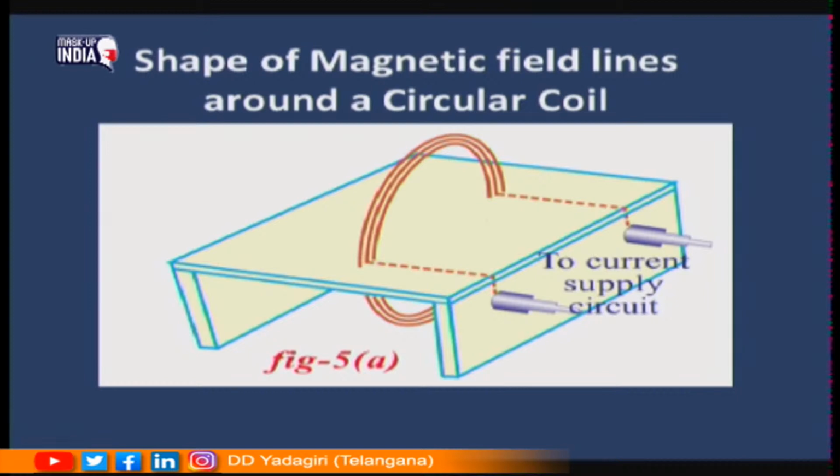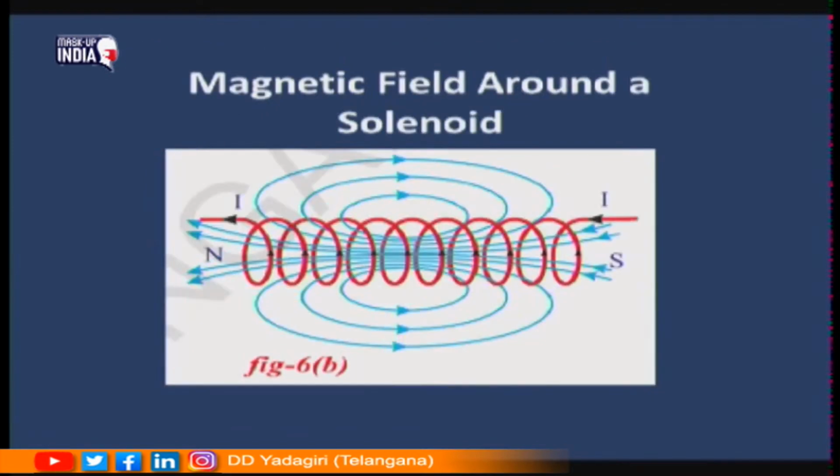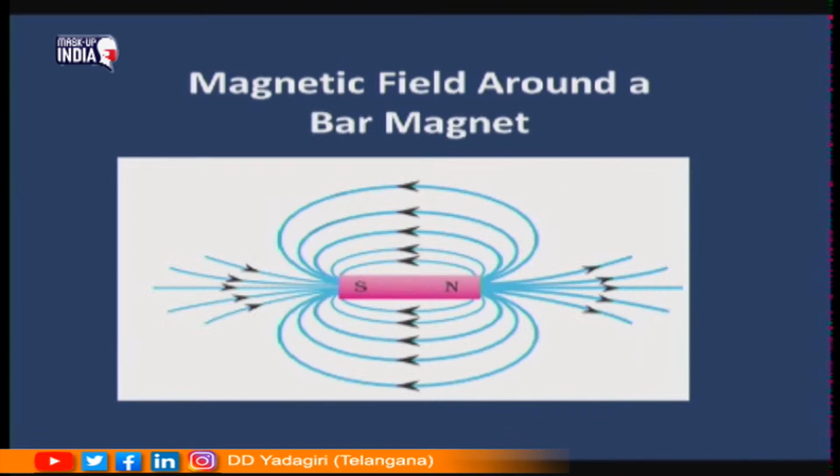When current is passed through a coil, it will produce magnetic field around it, and at the center the magnetic field will be straight and parallel to the axis. And we discussed the magnetic field lines around a solenoid. When current passes through the solenoid, magnetic field inside the solenoid will be parallel to the axis, whereas outside the magnetic field will be similar to that of a bar magnet.